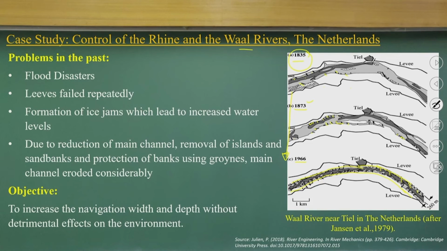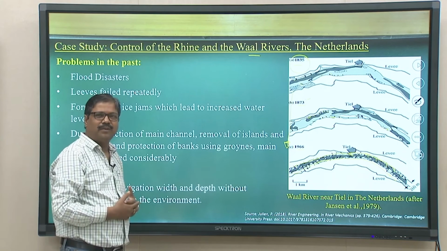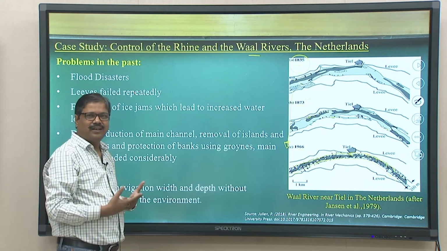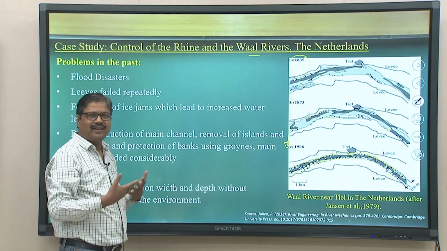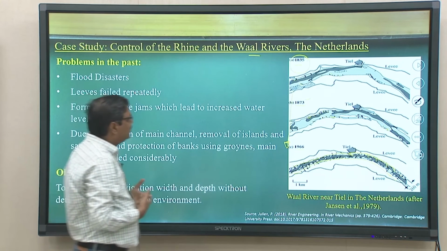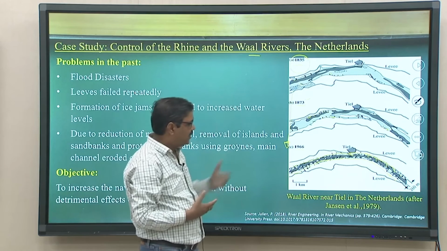So, what I am trying to tell is that when you try to stabilize a river and make it navigable, having a flow depth, it is not a matter of a few years. Okay. It can take decades, it can take a century to establish the rivers. That is the experience of the Waal river in the Netherlands.